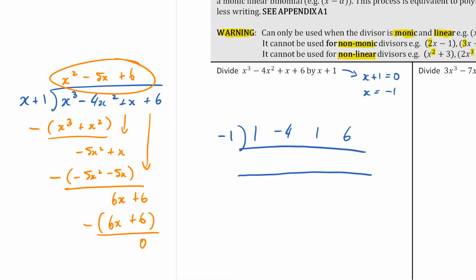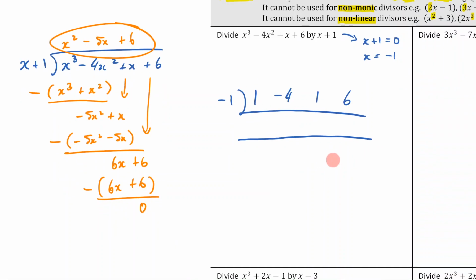And now we're actually going to do it. So this is synthetic division. Ready? You bring down the first term. So this is 1. Then you go negative 1 times 1 is negative 1. So I multiplied here.